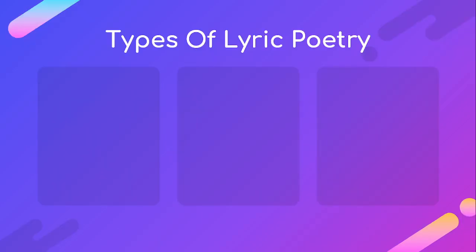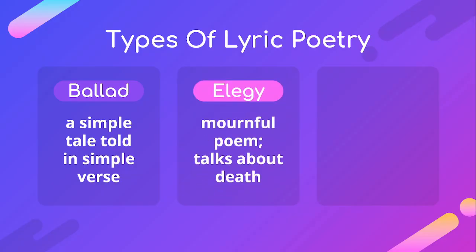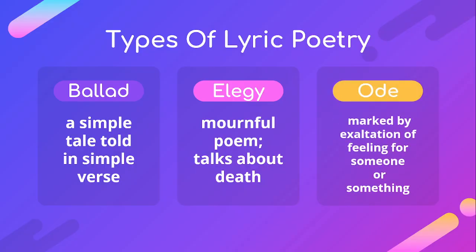Types of lyric poetry. First, ballad. A simple tale told in simple verse. Today, it became popularly known as love song, which talks about love and affection. Second, elegy. Mournful poem. Talks about death. Third, ode. A lyric poem usually marked by exaltation of feeling for someone or something.